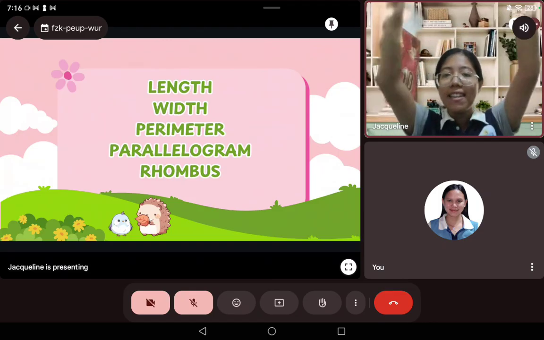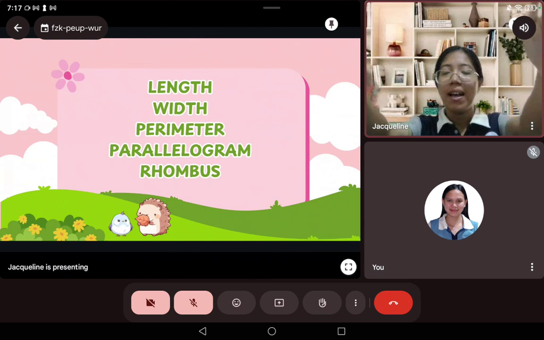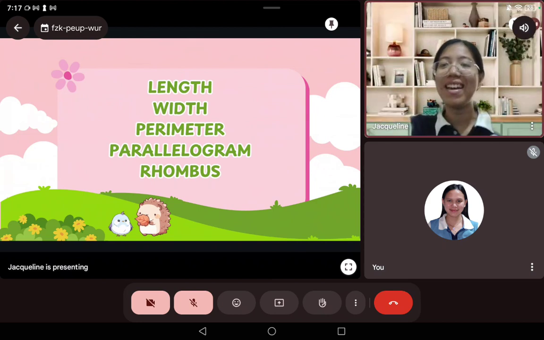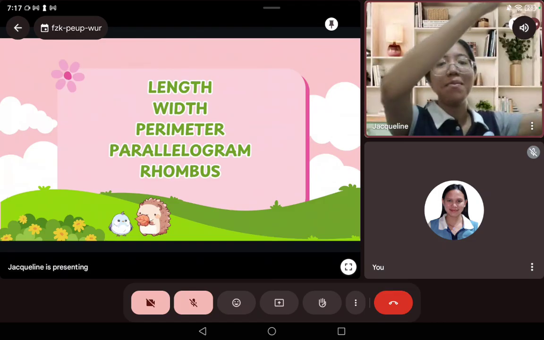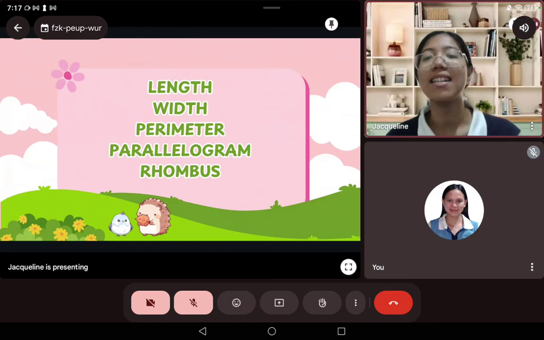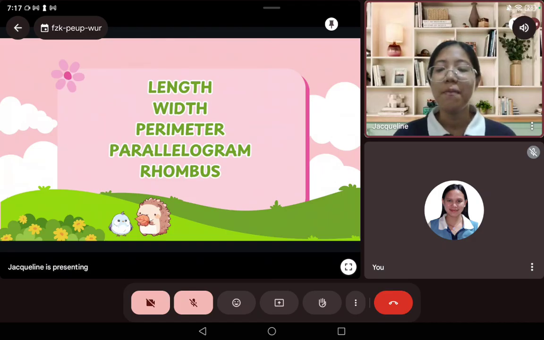Length, width, perimeter, parallelogram, and rhombus. Alright, very good, class. Good job. So now, everyone, please settle down.